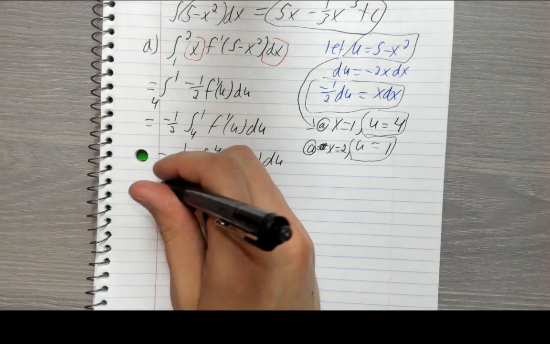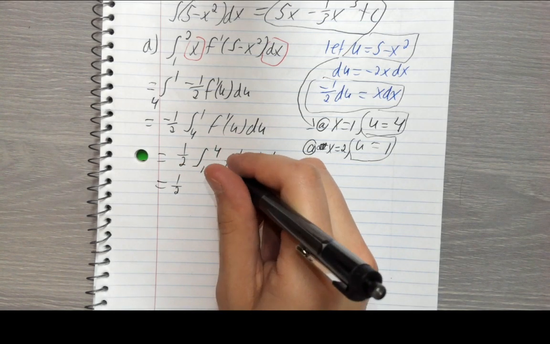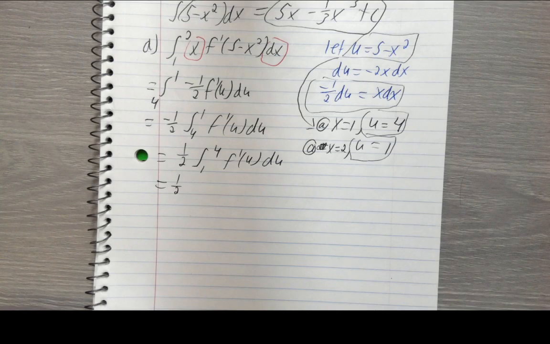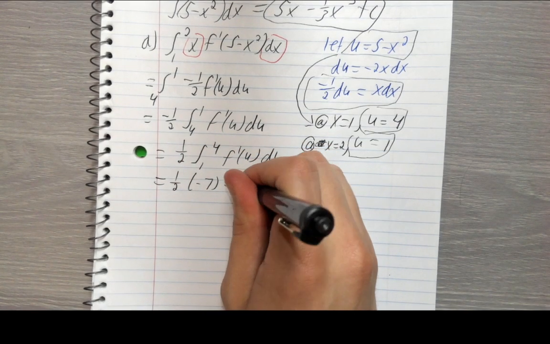Now the area from 1 to 4 is negative 7. If you look at the graph of f prime, the integral from 1 to 4, the area underneath that curve is negative 7. So I just have 1/2 times negative 7, which equals negative 7/2. And that's my final answer.